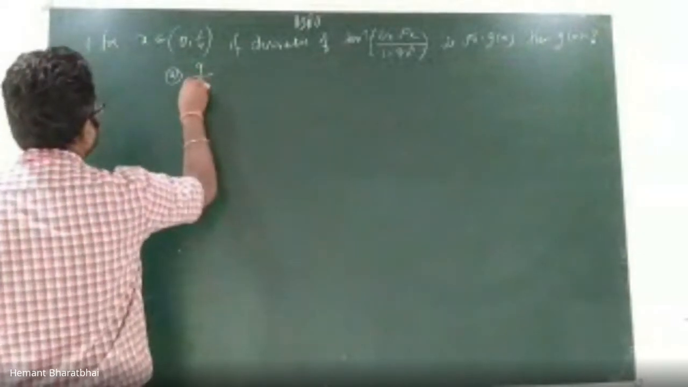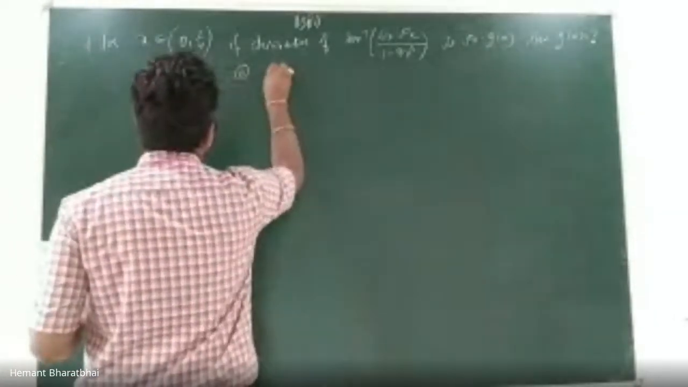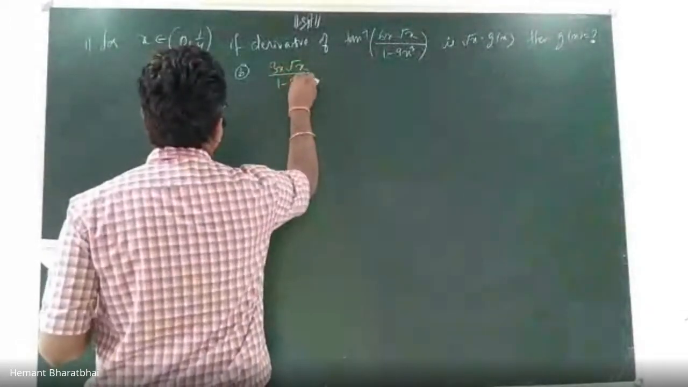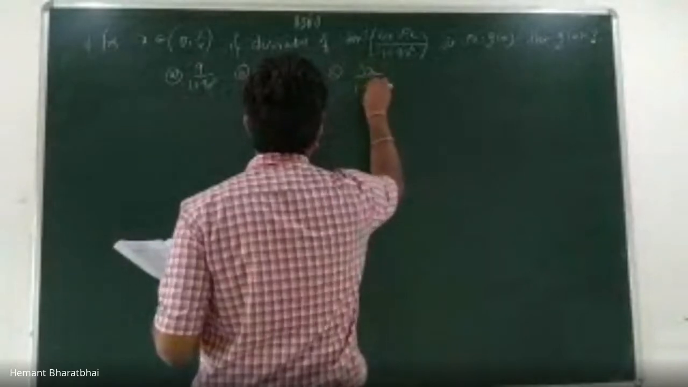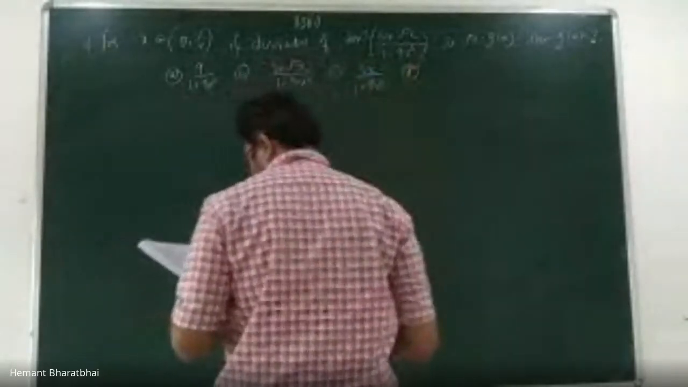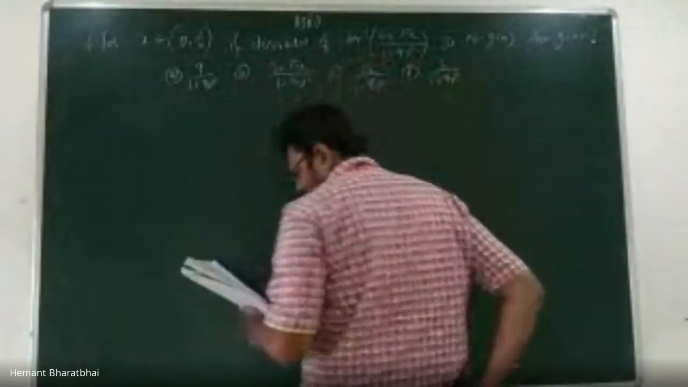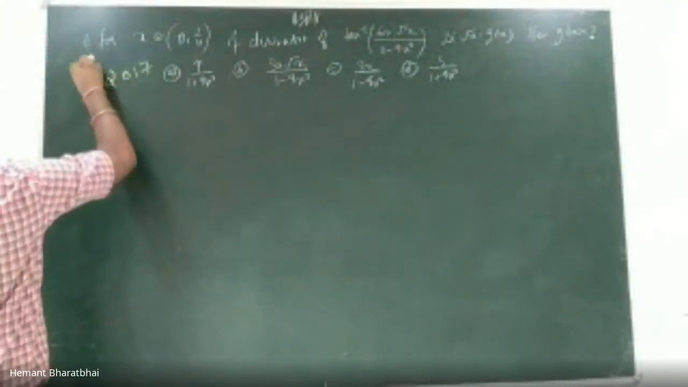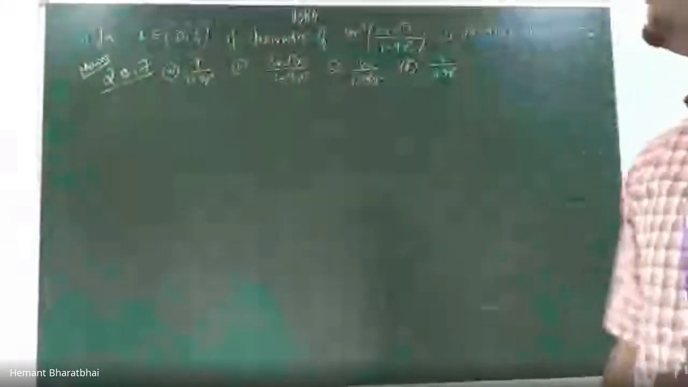then the value of g of x is, the options are: option a, 9 upon 1 plus 9x cube; option b, 3x root x upon 1 minus 9x cube; option c, 3x upon 1 minus 9x cube; and option d, 3 upon 1 plus 9x cube. Okay, this has come in the year 2017.